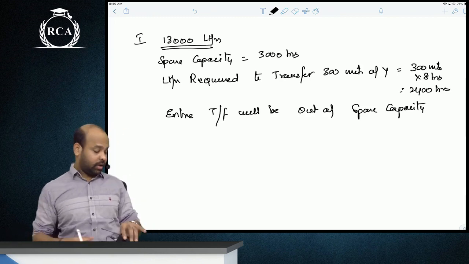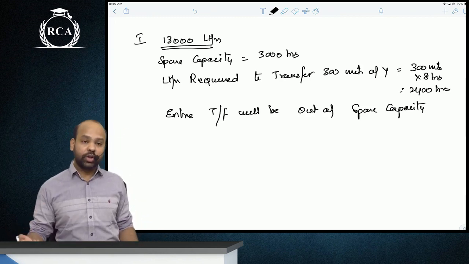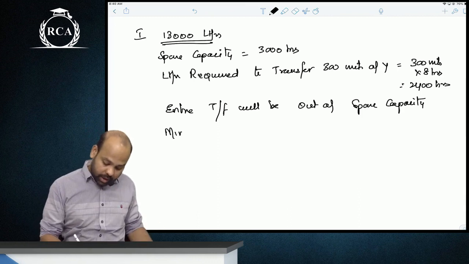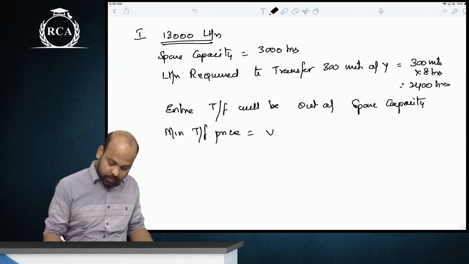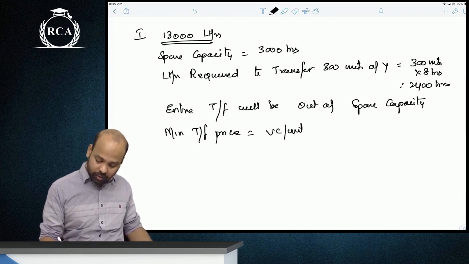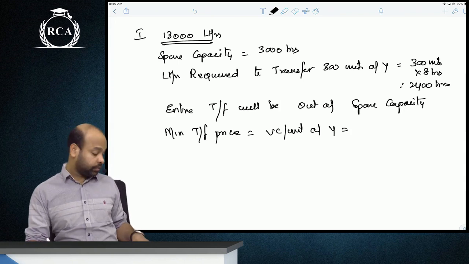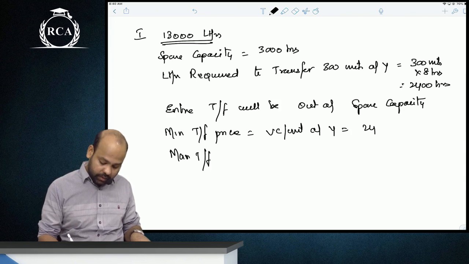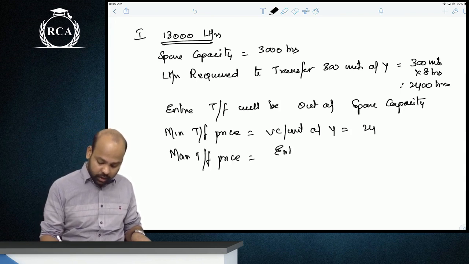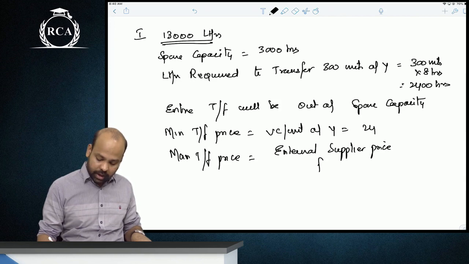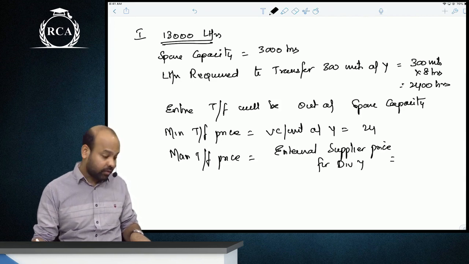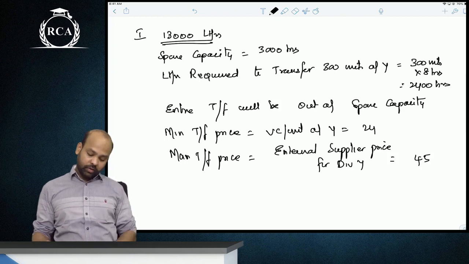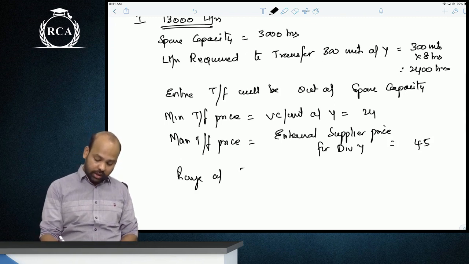If that is the situation, what are you going to write? Your minimum transfer price would be the variable cost per unit of Y, and that is 24 rupees. The maximum transfer price is the external supplier price for division Y, which is 45 rupees. So the range of transfer price is 24 to 45.